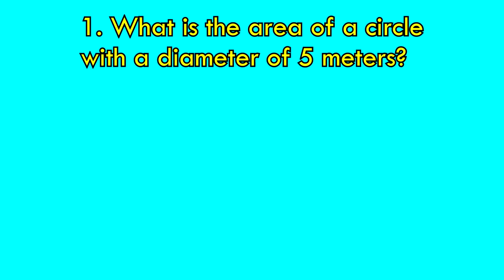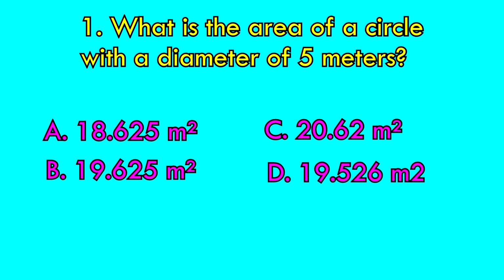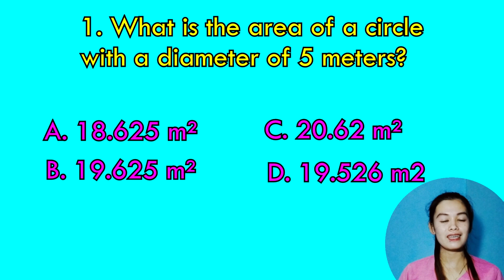What is the area of a circle with a diameter of 5 meters? Letter A, 18 and 625 thousandths meters squared. Letter B, 19 and 625 thousandths meters squared. Letter C, 20 and 62 hundredths meters squared. Or letter D, 19 and 526 thousandths meters squared. And your timer starts now.